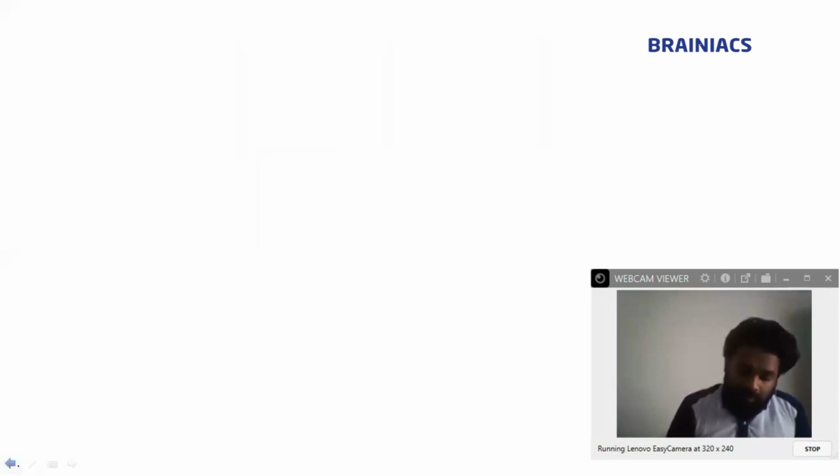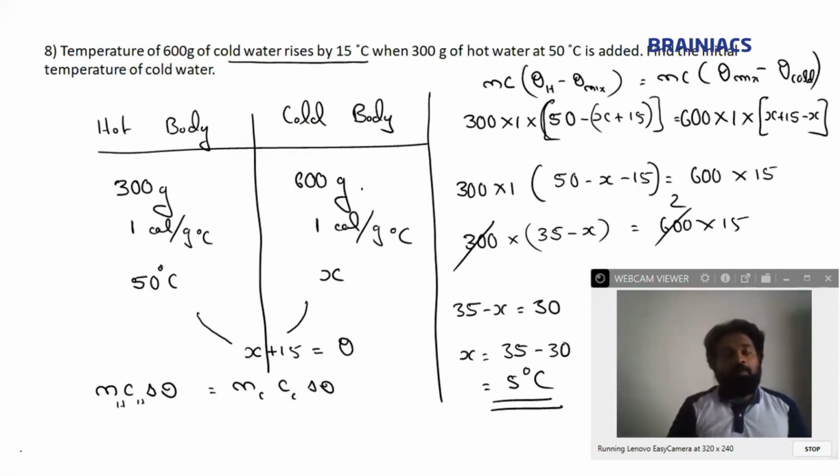Okay. So till now we have used only MC delta theta, that is, the temperature is increased, temperature is decreased, and those kind of things. Now we will see the questions involving the change of phase. Slowly we will increase the complexity. After this question, we will solve questions related to latent heat, phase change or change of state. Okay, students, hope you understood till this.